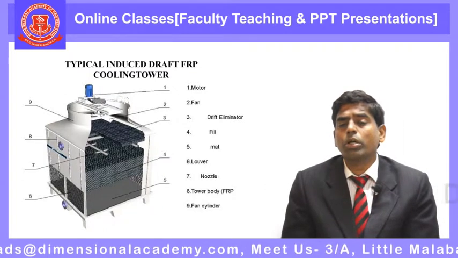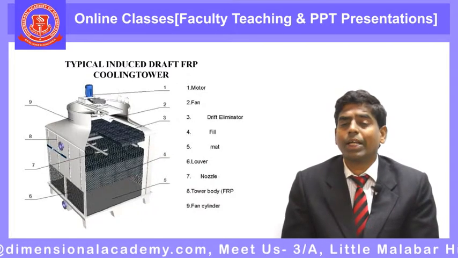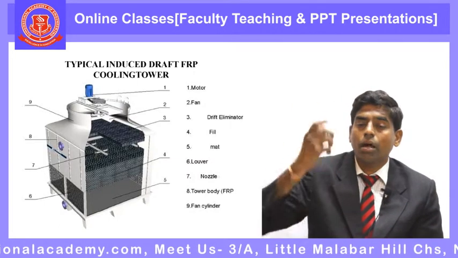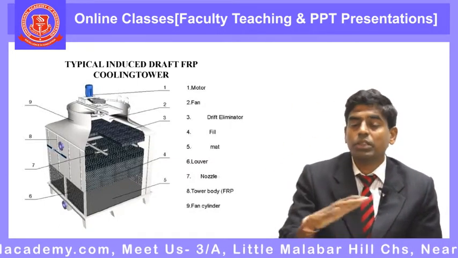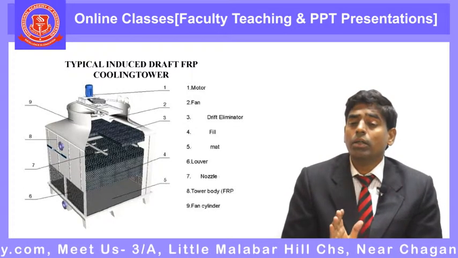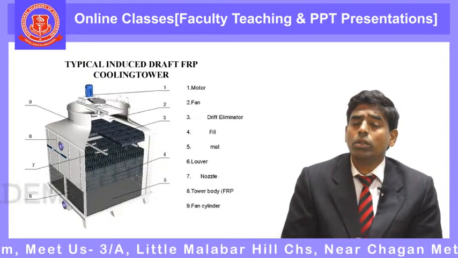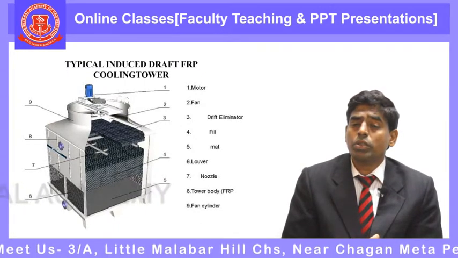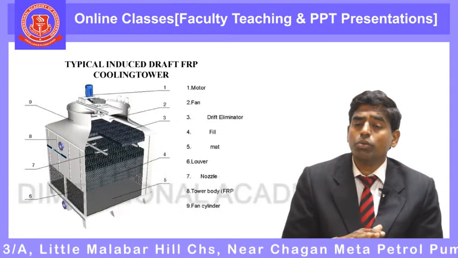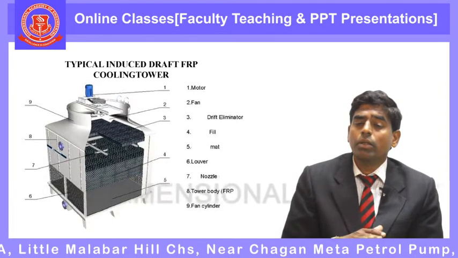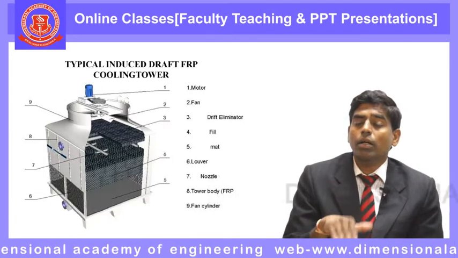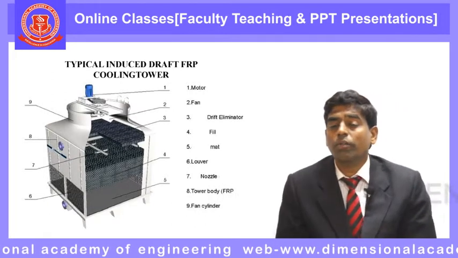To repeat: the first one is the motor, the second one is the fan, which is a propeller fan that pulls the air out. And the drift eliminators, as we discussed, are to prevent the water from coming out. So for that, the drift eliminators are used. And then fills are also used there. And then the louvers, which are at the periphery of the cooling tower.